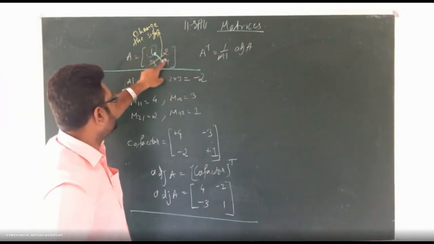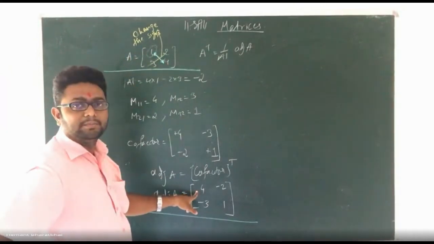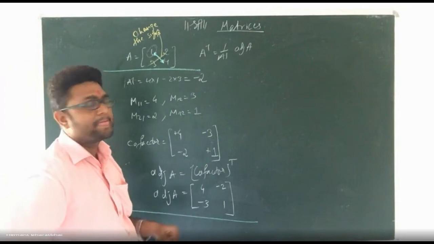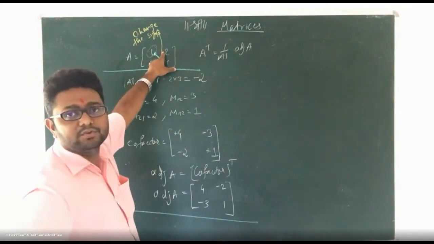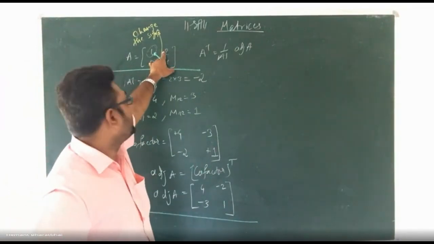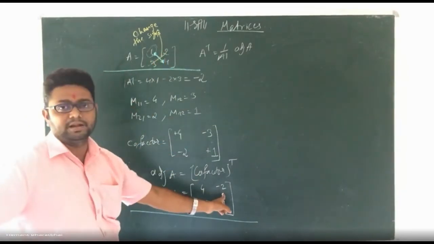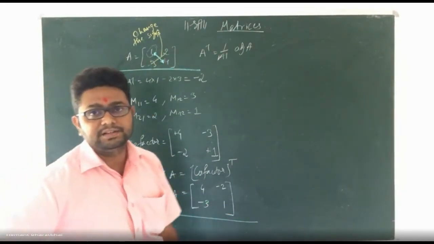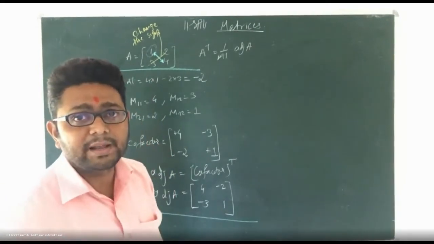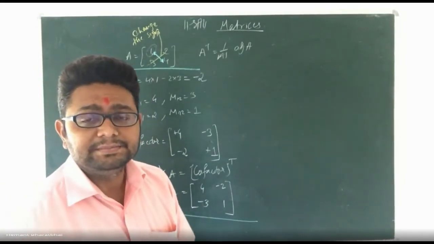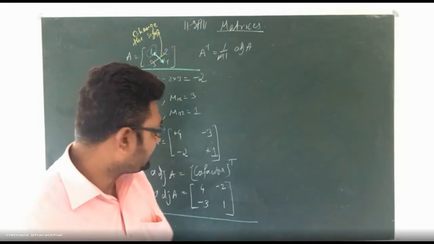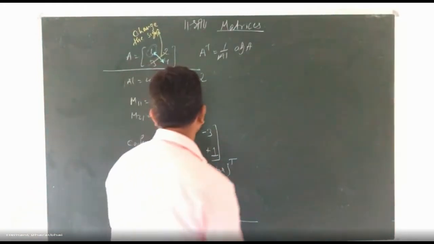So here it was 1 and here it is 4. So it became 4 and this became 1. And here you only have to change the sign. So here it was plus 2, plus 3, and here I've got minus 2 and minus 3. It will become very easy. For a 2 by 2 matrix, this technique works.